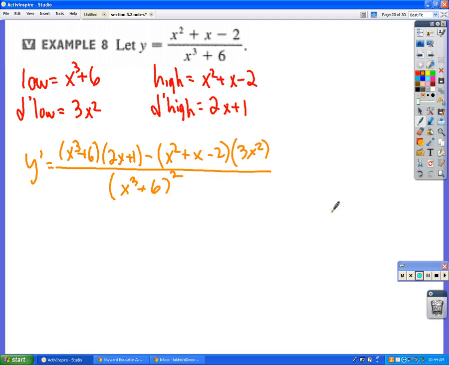When you want the derivative of two functions that are being divided, okay? So our question would be, what is the derivative of y equals this? Right, let y equal that, find y prime.